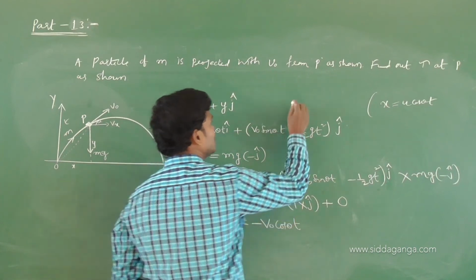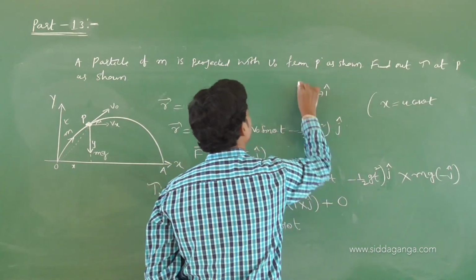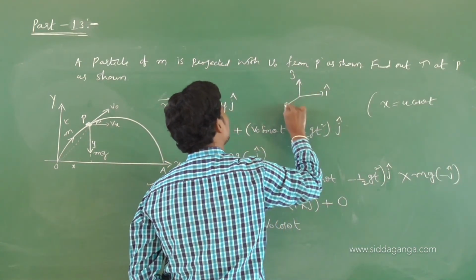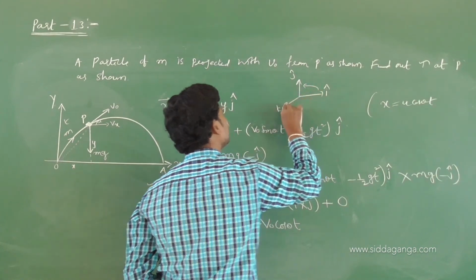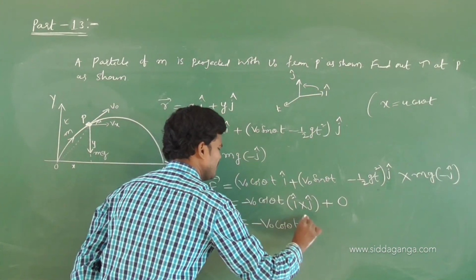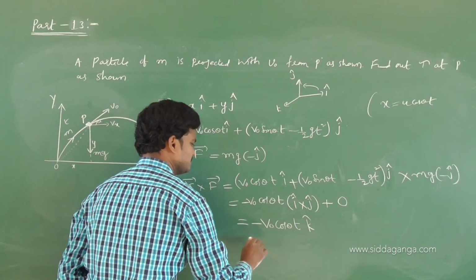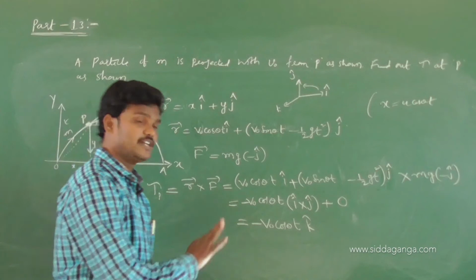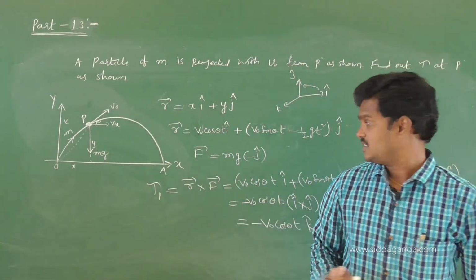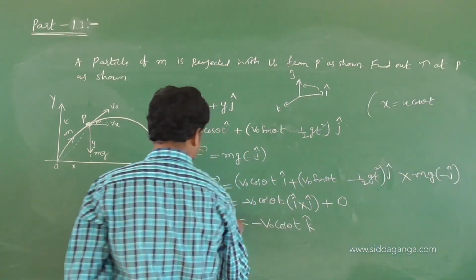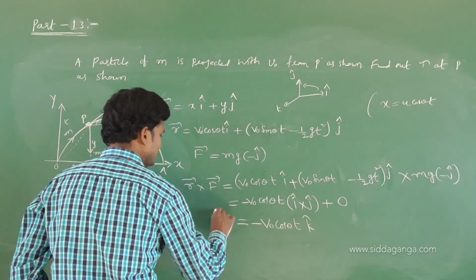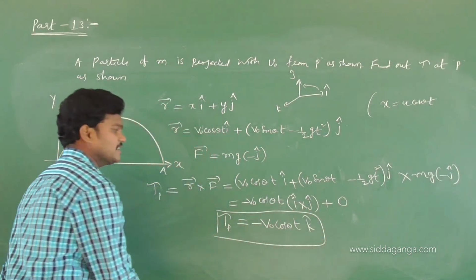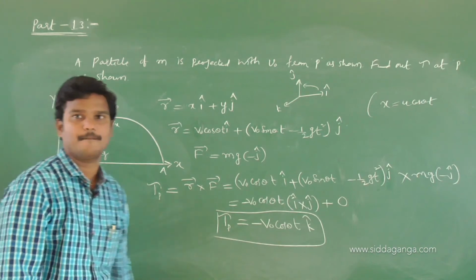What is i cross j? I think you know this one. i cross j, directly we can write k. I cross j is k. So k cap. Now the answer is minus v naught cos theta into t k cap after a time t. Okay, so this is the torque at a point P after a small time interval t. Minus v naught cos theta into t k cap.